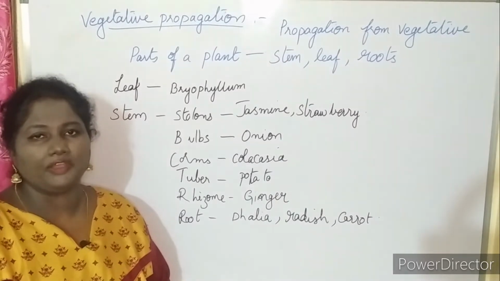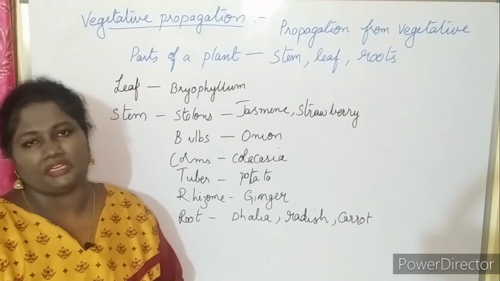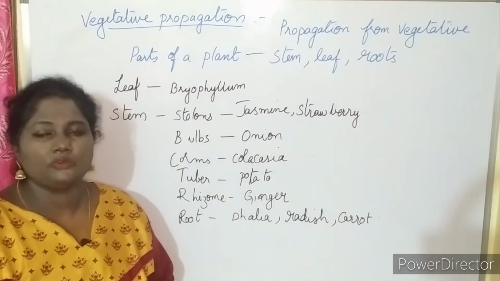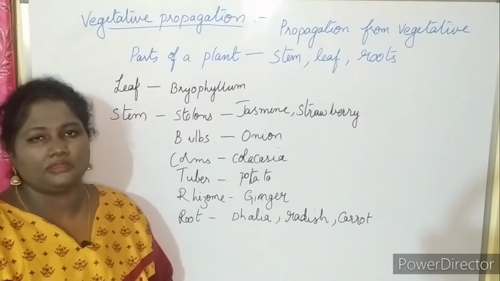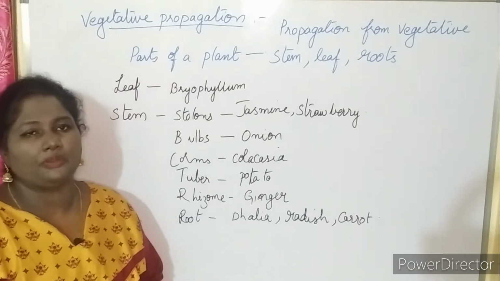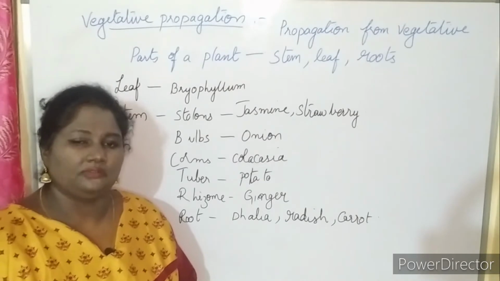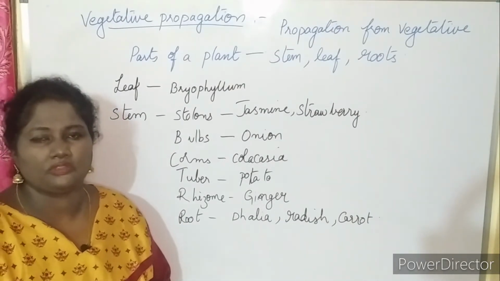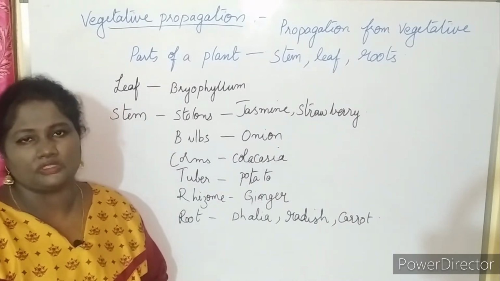In this video we are going to see vegetative propagation. So what is vegetative propagation? Normally, plants are able to give seeds through sexual reproduction. Male gametes and female gametes are produced. After fertilization, the gametes fuse and finally seeds are formed. When we sow those seeds into the soil, new plants arise from them.